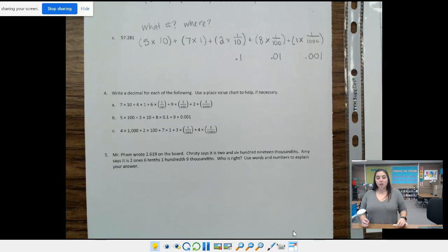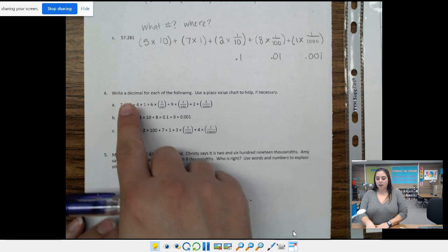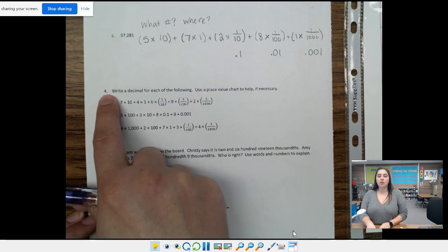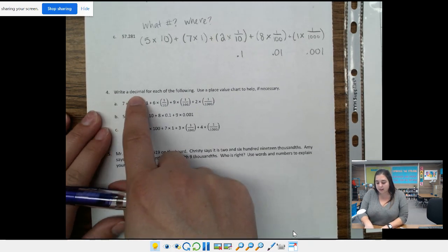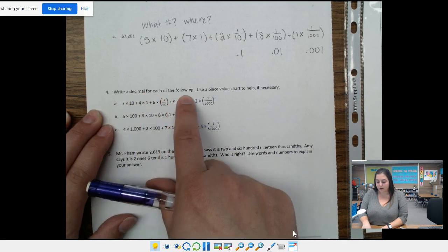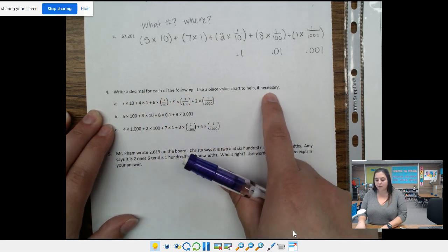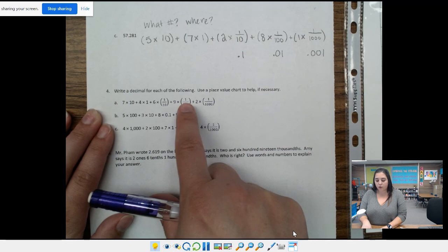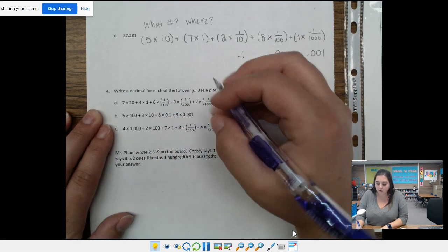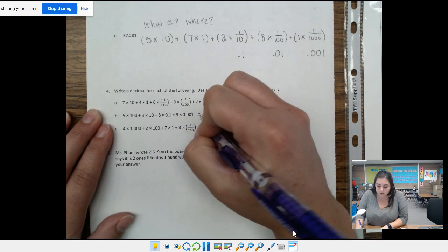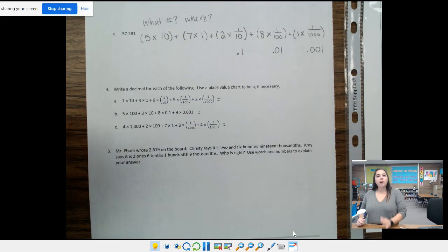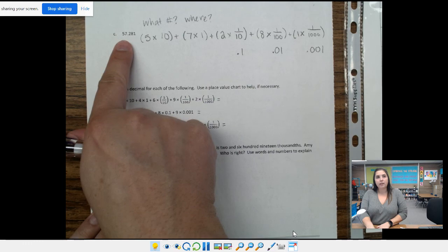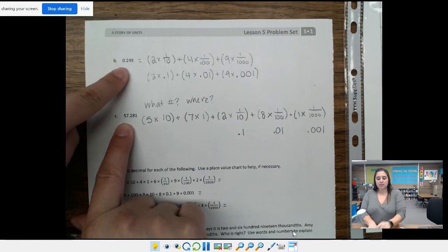Fifth graders, your challenge problem for this week is on our lesson 5 problem set, and I want to look at question 4. Question 4 says, write a decimal for each of the following. Use a place value chart to help if necessary. So there are 3 numbers here. I want you to tell me what these would look like if they were written in standard form, as a typical decimal like this or like this.